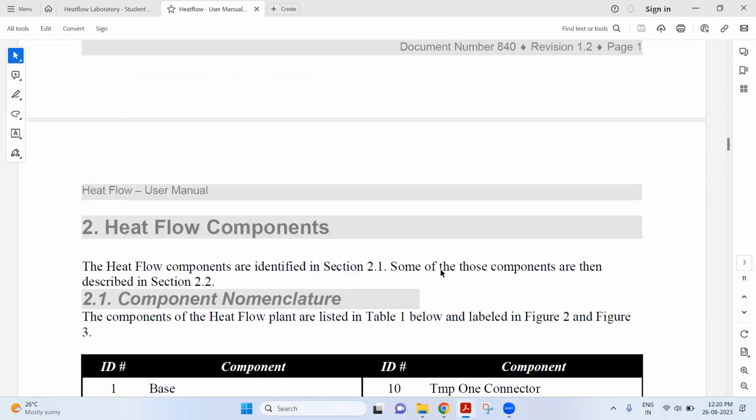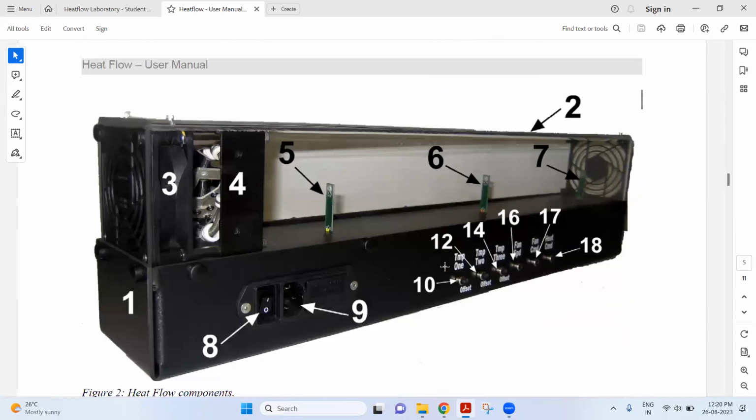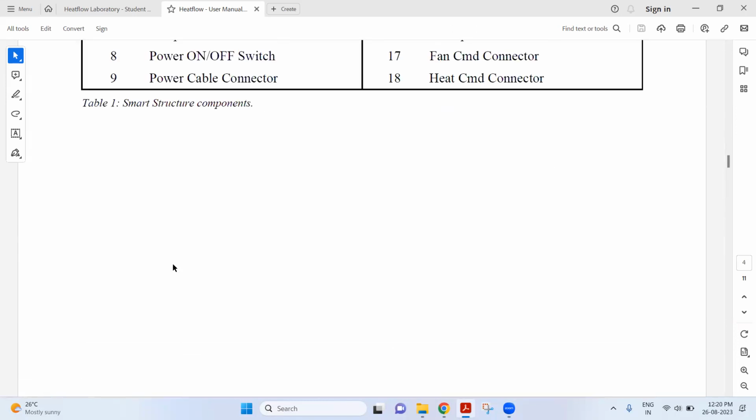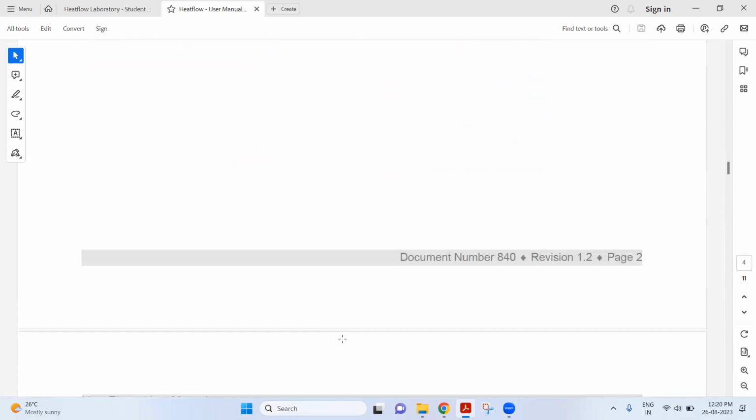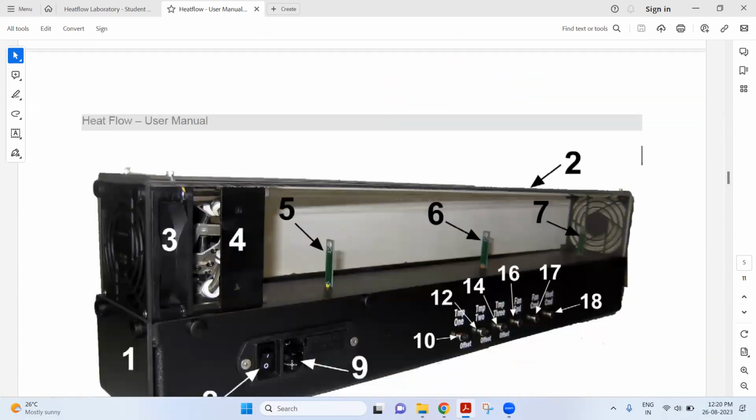Okay, I think there is a big diagram here. Yes, here is the diagram. Okay, it is clear now. So look here, this is one. What is one? One is the base, very basic. Two is the fiberglass. I told you, one is the base, two is the fiberglass. This is a glass.